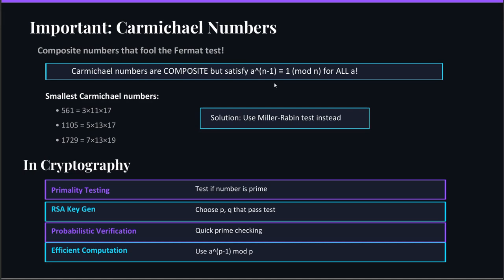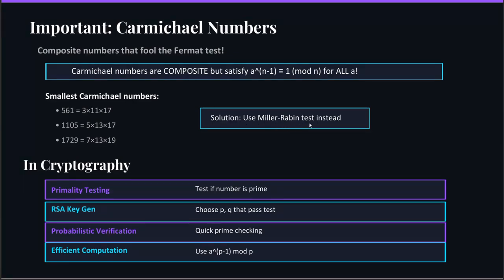For example, 561, 1105, 1729. Take 561, which can be written as 3 times 11 times 17. Clearly it is a composite number, but under Fermat testing it often behaves like a prime number. This creates a problem. If we rely on Fermat's theorem, we may incorrectly classify certain composite numbers as prime. This is why modern cryptography does not depend solely on the Fermat test. Instead, stronger probabilistic tests are used.